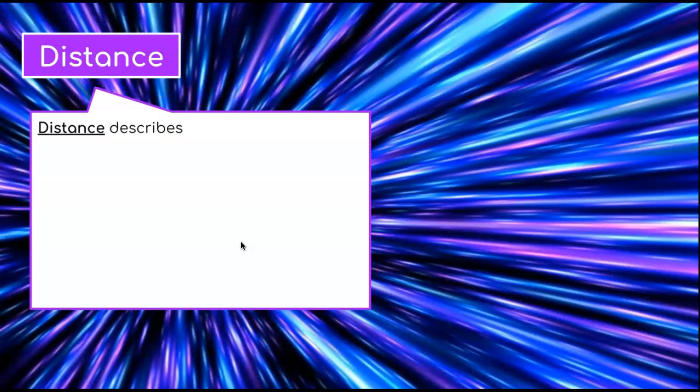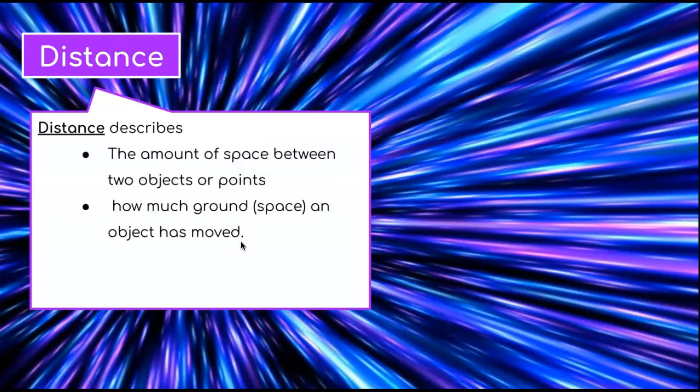So in physics, we use distance to describe the amount of space between two objects or two points. This also is used to describe how much ground or how much space an object has actually moved or traveled. The units for distance are the meter, which is abbreviated lowercase m, or the kilometer, which is abbreviated lowercase km. The kilometer is actually equal to 1,000 meters.